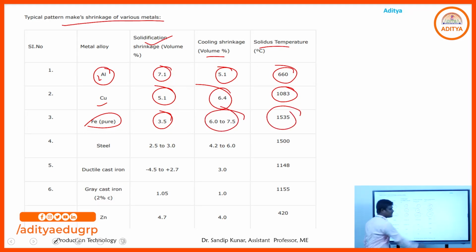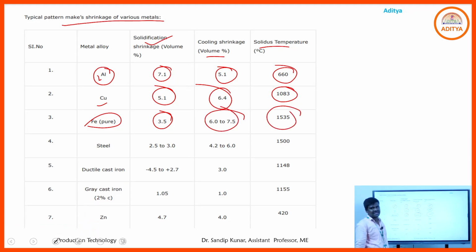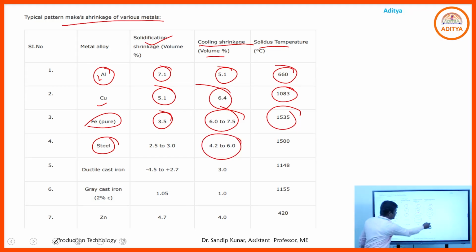Maintain the temperature of 1535 degrees centigrade. In case of steel, we have seen 2.5 to 3.0 percent solidification shrinkage by volume. And in case of cooling shrinkage, all are volume percentages, which is maintained at 4.2 to 6.0, at a temperature of 1500 degrees centigrade.